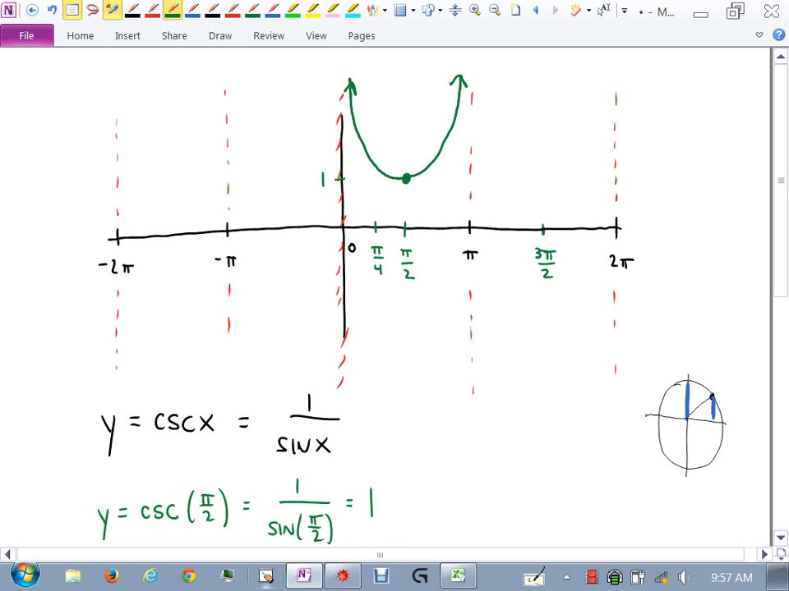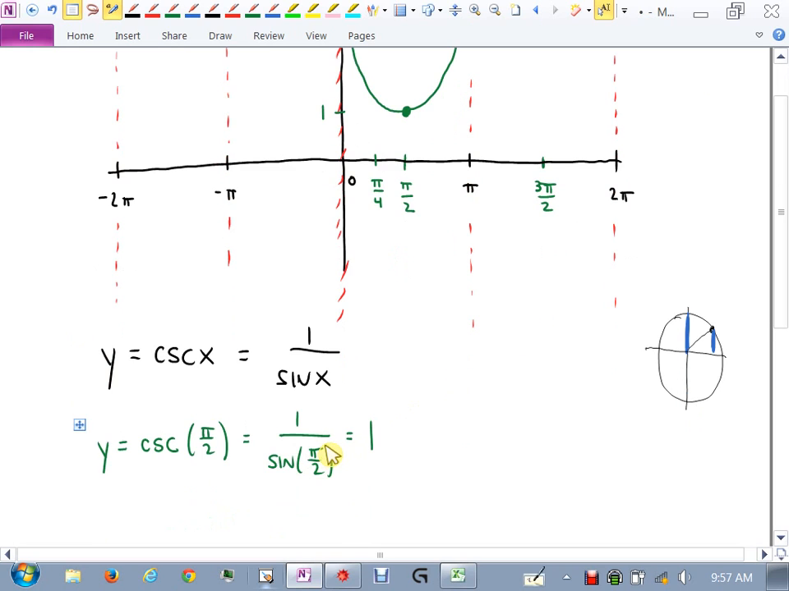What's going to be the difference, though, when we go on this side? If you're between pi and 2 pi on this circle, your y-coordinate is what? Negative, isn't it? It's negative. So let's plug in 3 pi over 2. That one I'll actually plug in. If I plug 3 pi over 2 in right here, what's sine of 3 pi over 2?